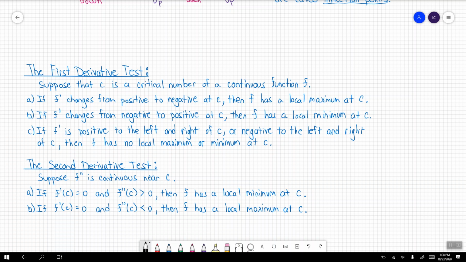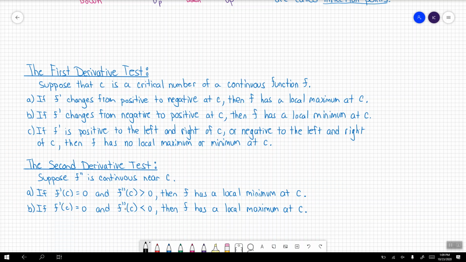Second derivative test. The second derivative test then tells us that we're going to suppose that f is a continuous function. So if the second derivative is a continuous function near C, then we're going to have part A. If the derivative at C is equal to 0, meaning we found that critical number, and we test that critical number on the second derivative, and the value is positive, then f is going to have a local minimum, because again, we have concavity upward. So if it's concave up at that given value, then we know we're going to have a local minimum.